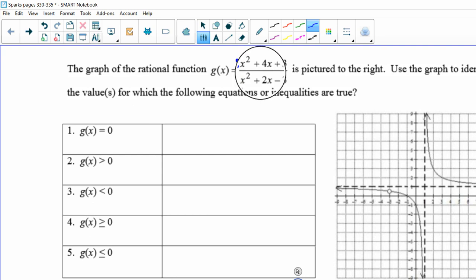Do you remember where vertical asymptotes come from? I want to know where this thing is undefined, and it is undefined when my denominator is 0. So I want you not only to factor the denominator, I want you to factor the numerator as well. What is it?